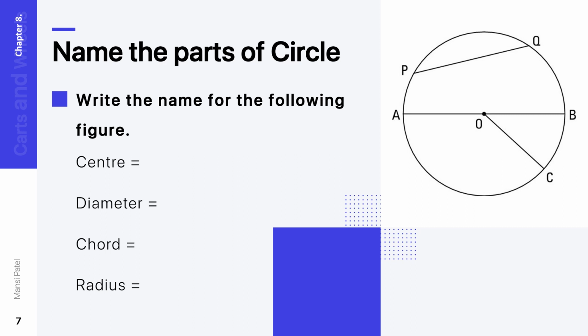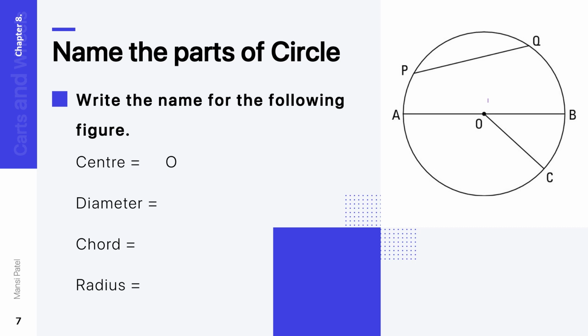Now, what is the center? You can see here, this is the center of the circle. So what is the name of the center? We can say that the name of the center is O.